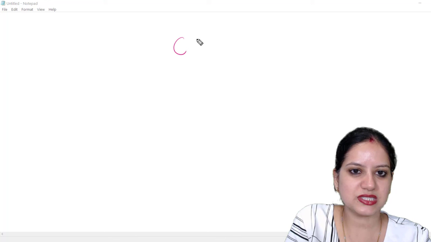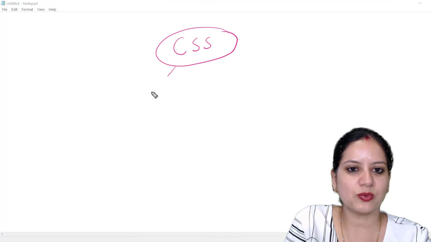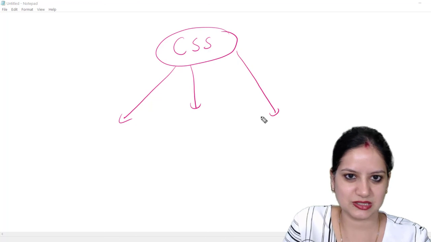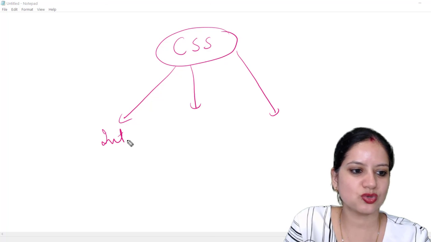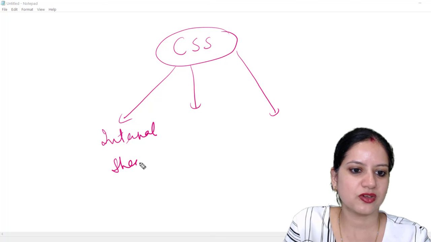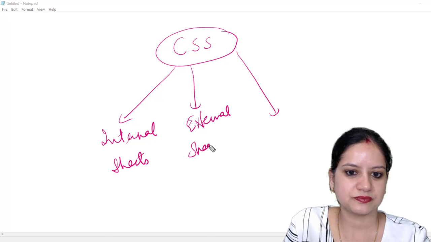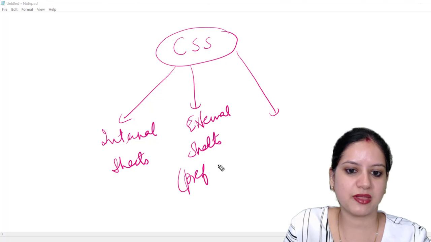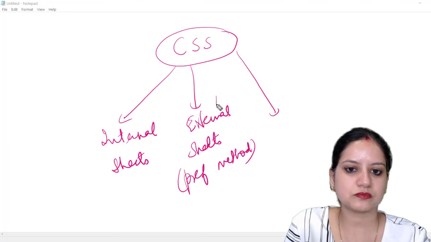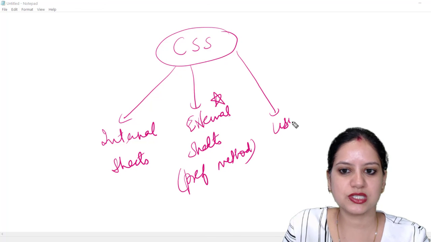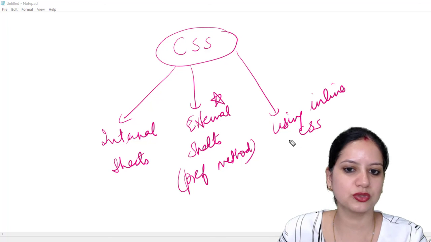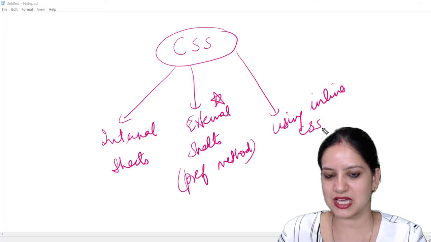Now when we talk about the CSS, we have different ways in which we can include the CSS. We can include the CSS through the internal sheets. We can include the CSS through the external sheets, which is one of the preferred methods, one of the good methods. And the third way is using the inline CSS. These are the three ways, and in this module we will be just stopping here. From the next module, we'll try to understand these three different ways CSS can be used.